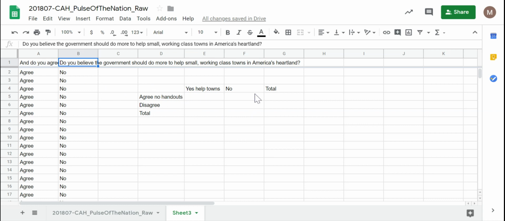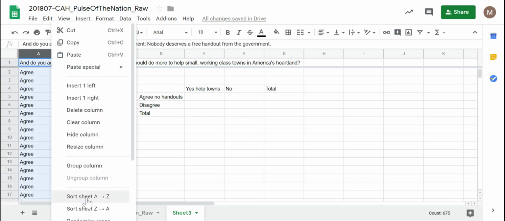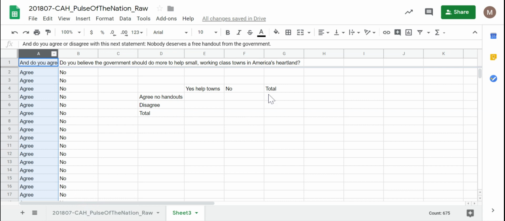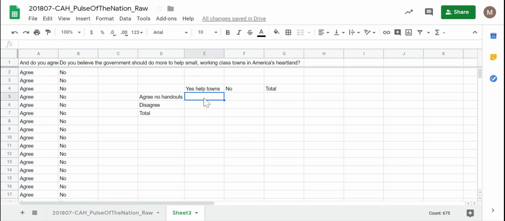First, we need to create this little two-way frequency table. I have organized the data by the agrees. I've done sort sheet A to Z by the agree column. Then I set up the parameters of my little two-way frequency table here. All right, how many people agree and say yes? Now, I could simply count them, but that's not quite what I want to do because later we're going to be randomizing this no column.